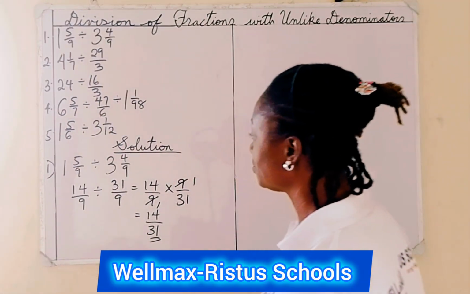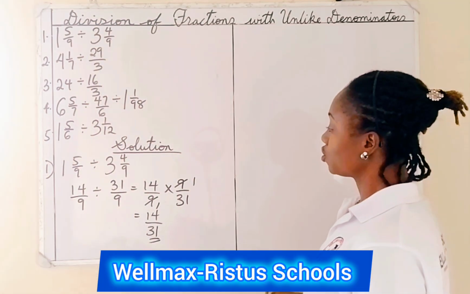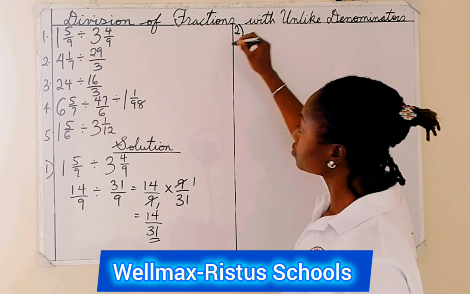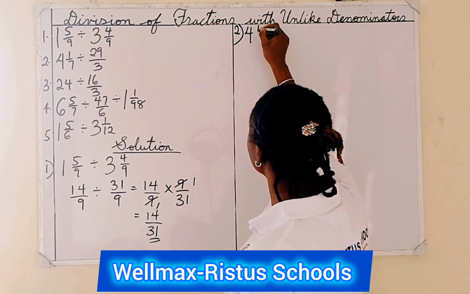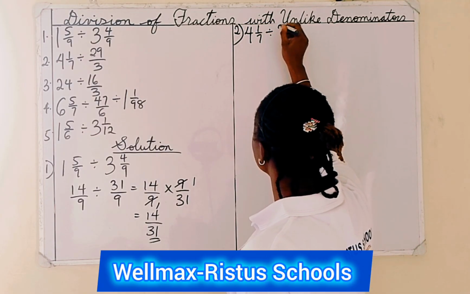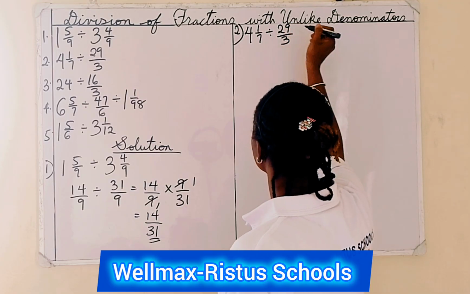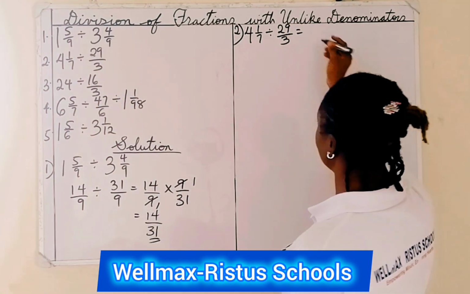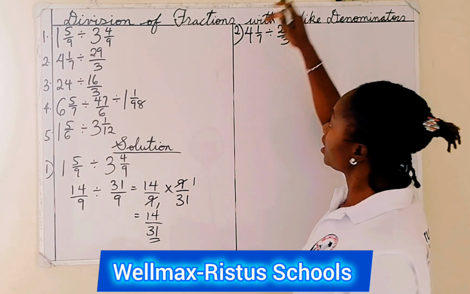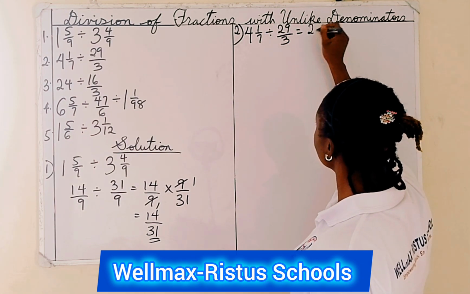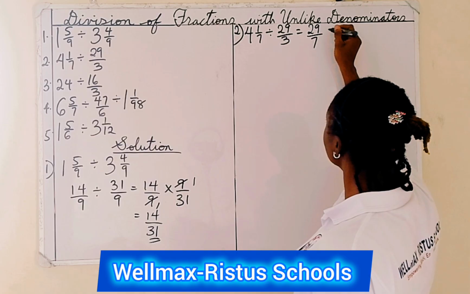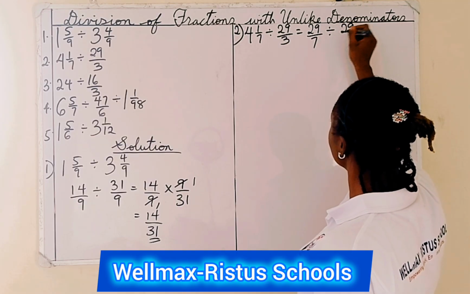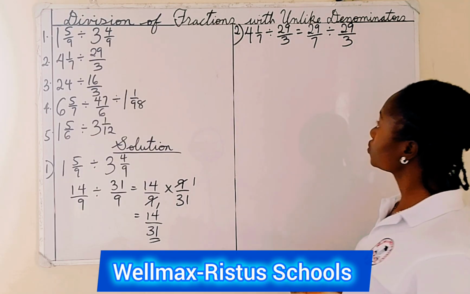Alright? So question 2. We have 4 wholes 1/7 divided by 29 over 3. We're going to expand the fraction as usual. 7 times 4 is 28, and 28 plus 1 is 29 over 7 divided by 29 over 3.